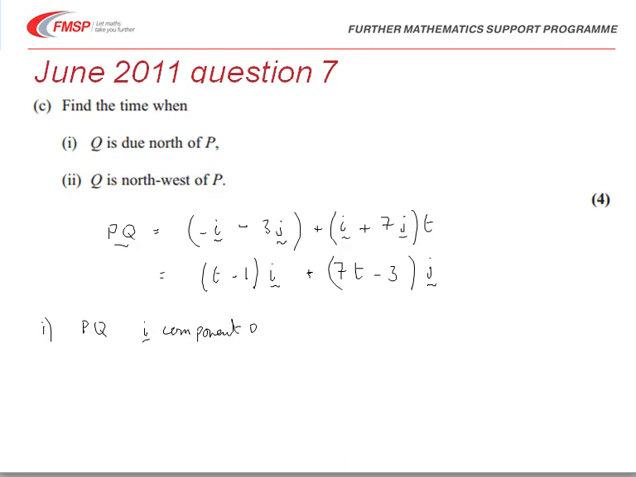So the i component is 0, which implies that t minus 1 is equal to 0, and therefore t is equal to 1. Remembering that we're starting off at 2 p.m., this means that this happens at 3 p.m.